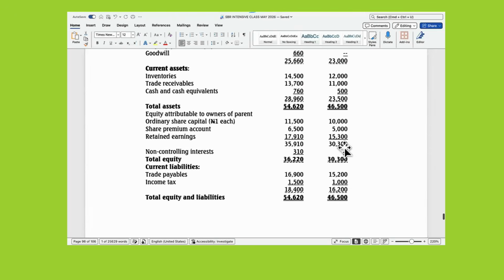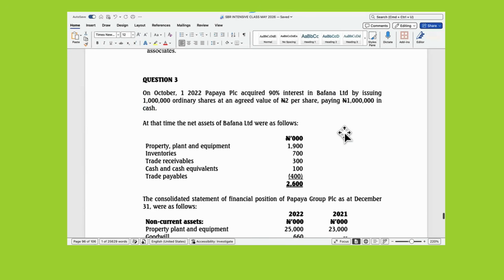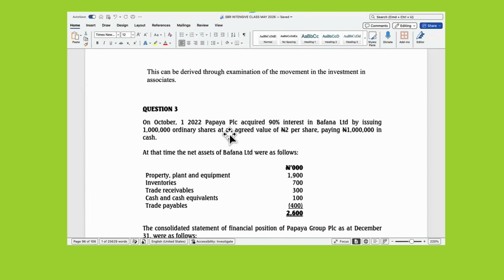I move to the second one, which is goodwill, which is 660. That moved from 0 to 660. So in this case, I just need to look at the movement in goodwill, which is the purchase consideration minus net assets acquired. They told me in this first paragraph that the purchase consideration comprises share consideration and cash consideration. What I need is the cash consideration, which is 1 million. So I paid 1 million.